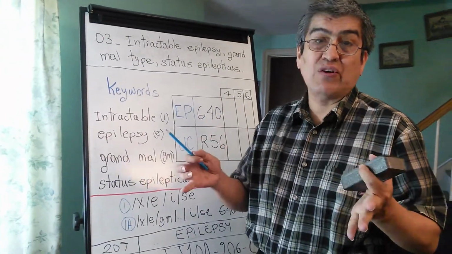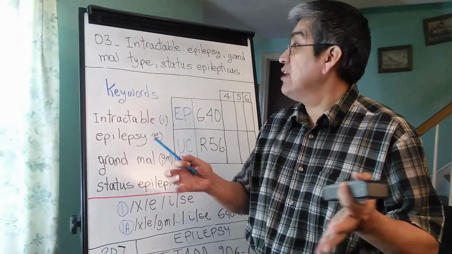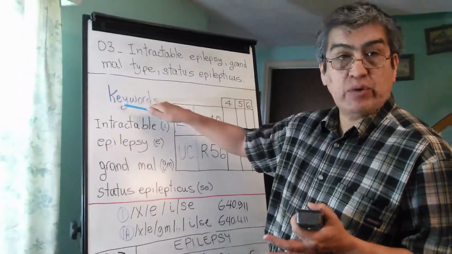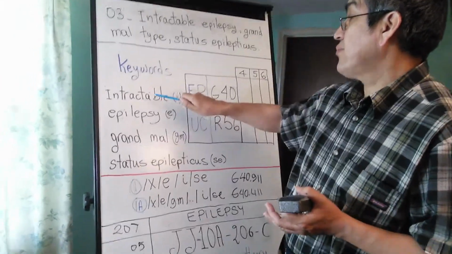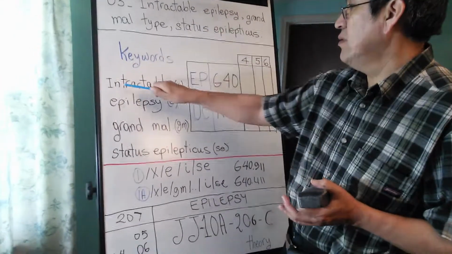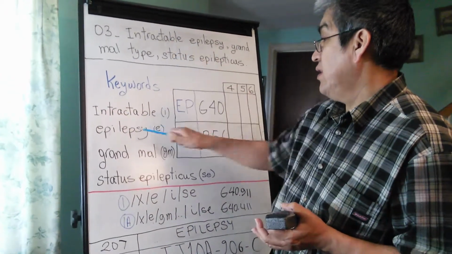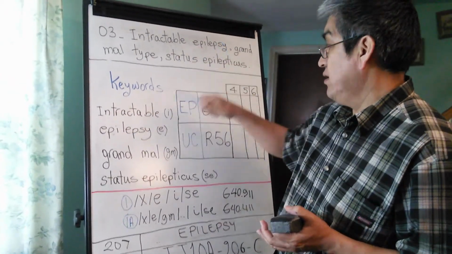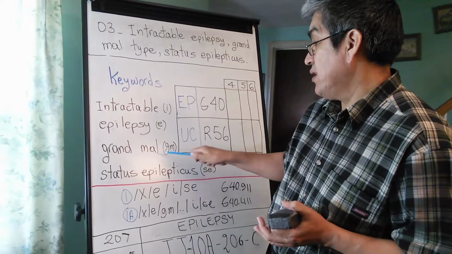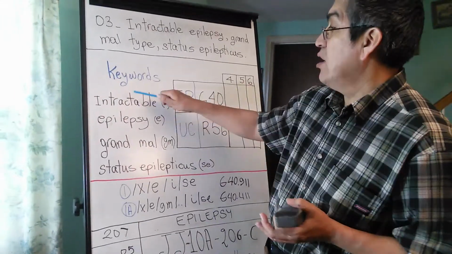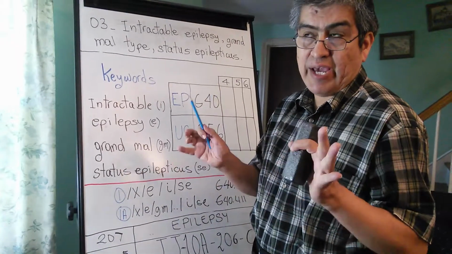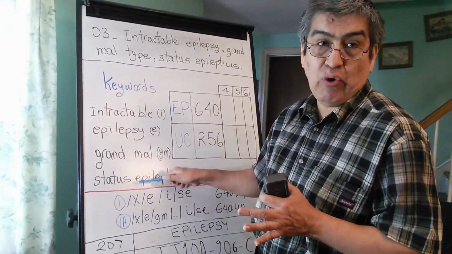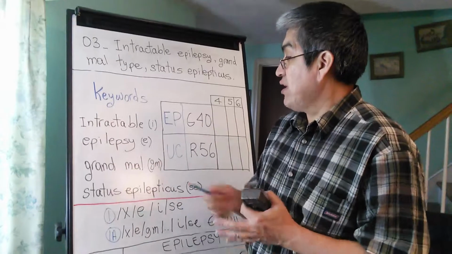First, we have to isolate the keywords. So I'm writing here keywords. There's intractable, there's epilepsy, there's grand mal type and status epilepticus. 1, 2, 3, 4 keywords. We have to find a code that includes all these 4 keywords.